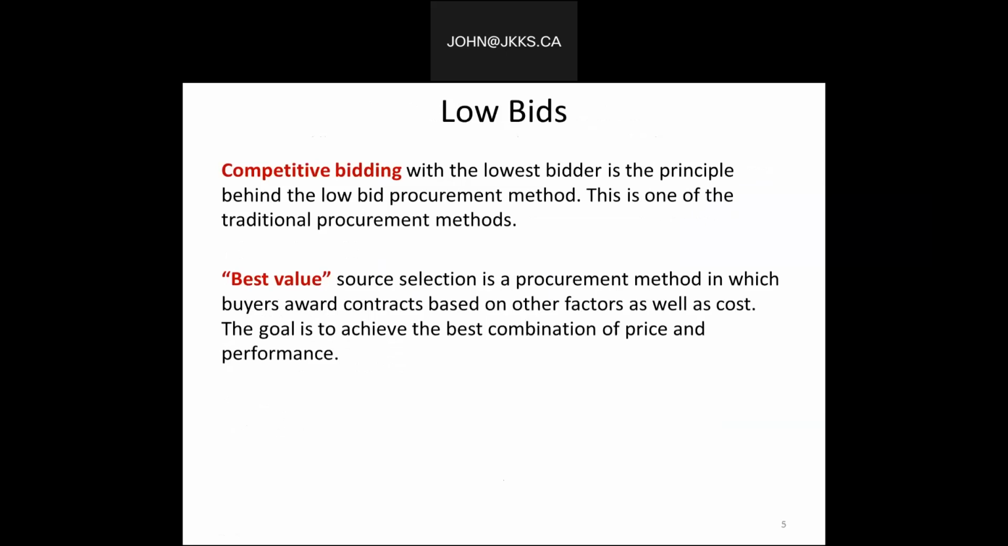So in construction bidding, price is always a key consideration. On many projects, especially in government construction, the owner must choose the lowest bid. On other jobs, however, qualifications or other factors can be equally or more important than simply the price. Again, we can see on this slide, perhaps best value. Source selection is a procurement method in which buyers award contracts based on other factors as well as just the cost. The goal is to achieve the best combination of price and certainly performance.